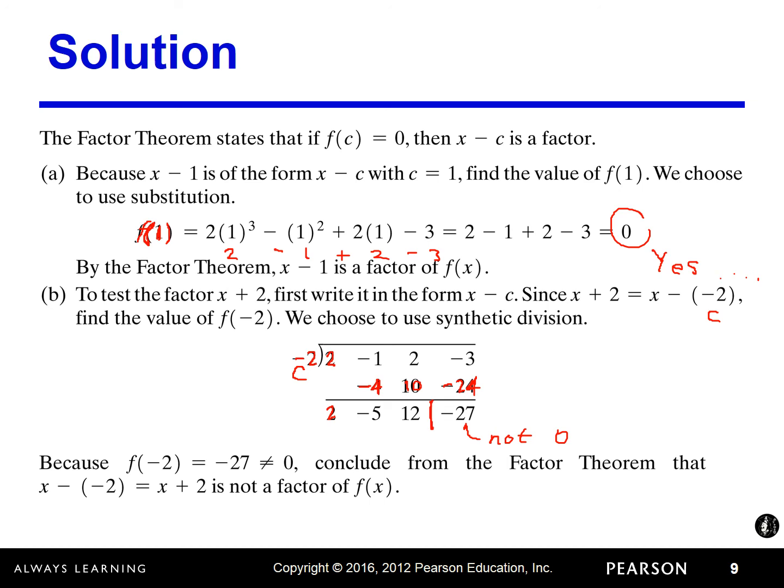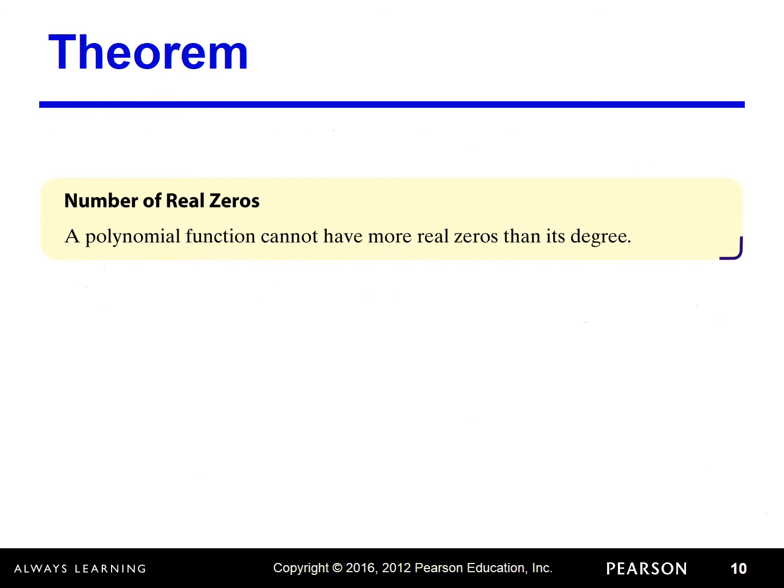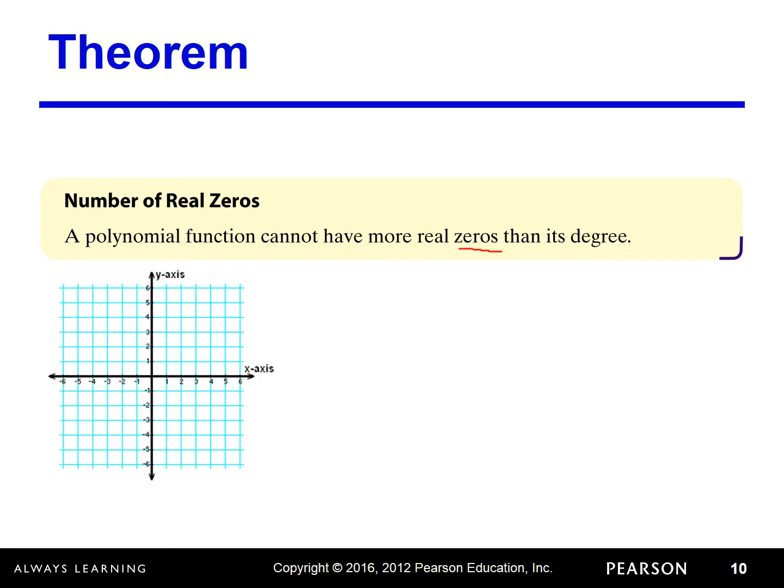We conclude with a seemingly clear theorem. A polynomial function cannot have more real zeros than its degree. How are zeros represented on a graph? As x-intercepts, right? X-intercepts.